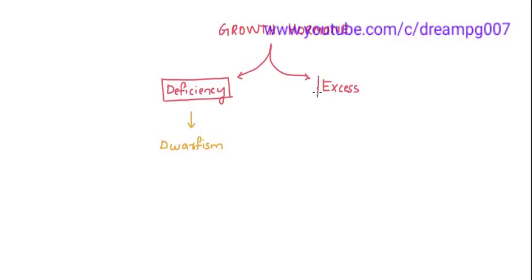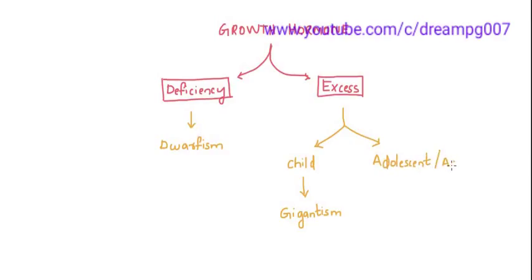A deficiency of growth hormone can lead to dwarfism, whereas excess of growth hormone in a child can lead to gigantism, and in adolescents and adults it can lead to acromegaly.